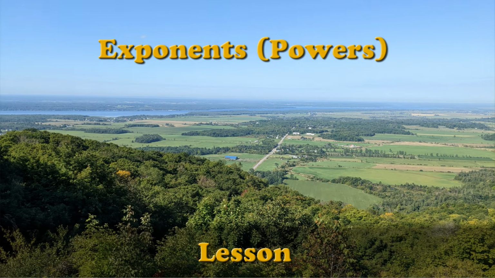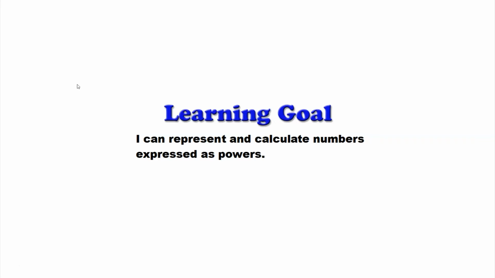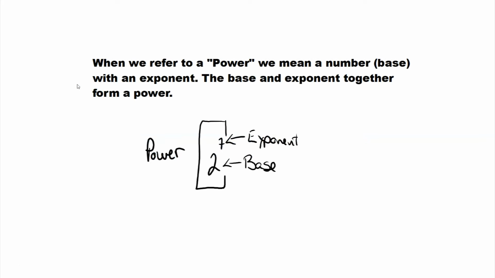Exponents or powers. The learning goal for this lesson is that I can represent and calculate numbers expressed as powers. When we refer to a power, we mean a number, which we call the base, with an exponent. The base and exponent together form a power. As you see in this diagram, we've got a base, in this case 2, an exponent that's 7, and together they're referred to as the power.